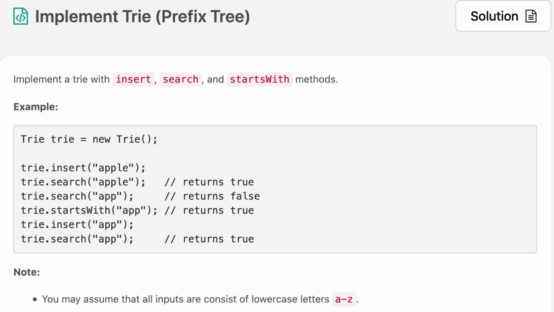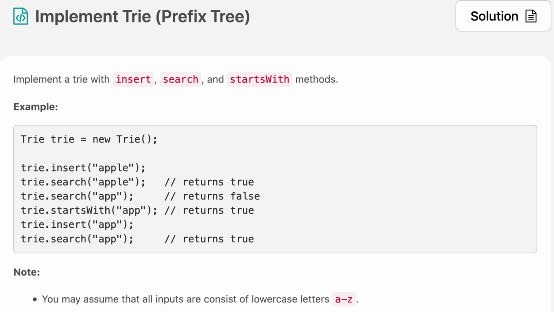The question says we need to implement a trie with three functions, and the functions are insert, search and startsWith. And if you look at the example, we are given a trie and we need to insert apple. And if we search for apple, it is going to return true. And if you want to search for app, it should return false because we don't have any word app. But we have apple. We don't have app.